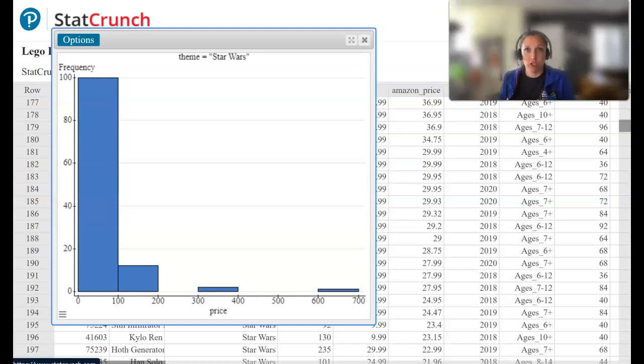We're going to look back at our Lego price data for those Star Wars Lego sets because it's a good distribution in terms of not being normally distributed. When we looked at the box plot, we saw several high outliers, and looking here at this histogram, we can see we have a lot of right skew. This is an extremely right skewed distribution.